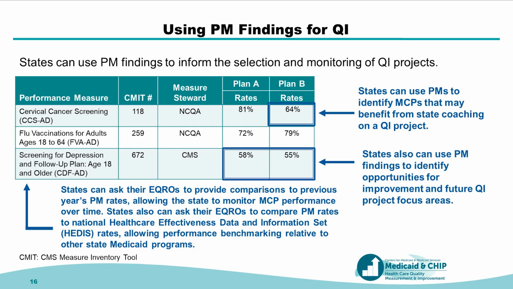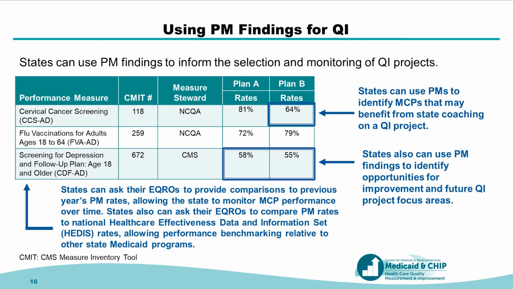Performance measure findings can also highlight focus areas for a quality improvement project. In the example, you may decide to focus on screening for depression and follow-up care upon identifying that both Plan A and Plan B have relatively low rates on the measure, as seen in the third row of this table. In this case, you may reach out to both plans to see if they would like to participate in a quality improvement project.